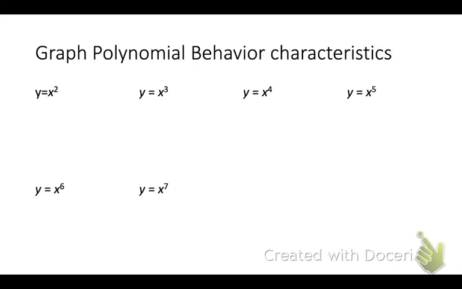Okay, so let's talk about the graph behavior of all these graphs. Again, this should be hopefully reviewed since we've talked about odd and even graphs before. We're going to jump into a little more detail today. So we're going to talk about what happens when we have a degree of 2, a degree of 3, 4, 5, 6, and then 7, and what a rough sketch of each of those looks like.